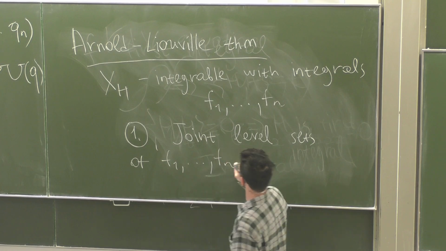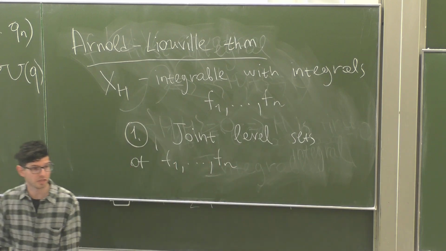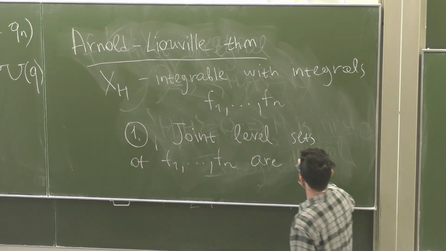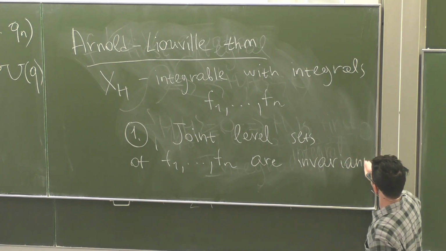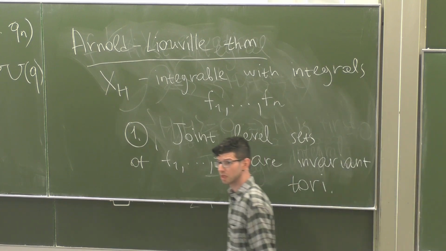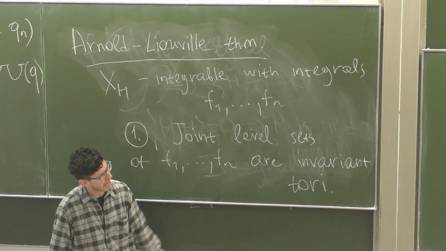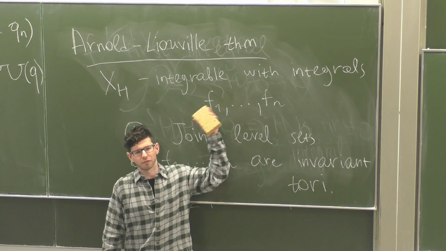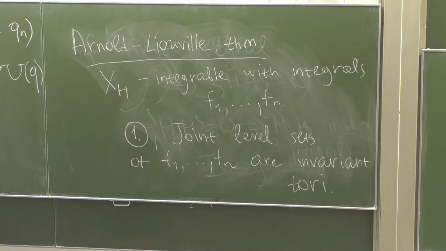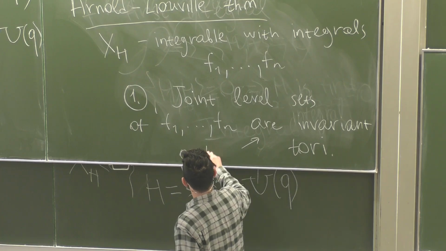f1, etc., fn, we know that they are invariant under the flow, but the theorem says that actually these are very simple submanifolds. Specifically, these are invariant tori. So it's not just some n-dimensional manifold, but it has to be a torus. One needs to assume some compactness assumption here: either M is compact, or the map defined by these n functions is a proper map. In R2n you have counterexamples. These are invariant tori as long as they're compact.